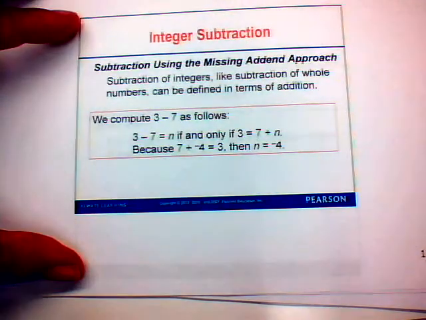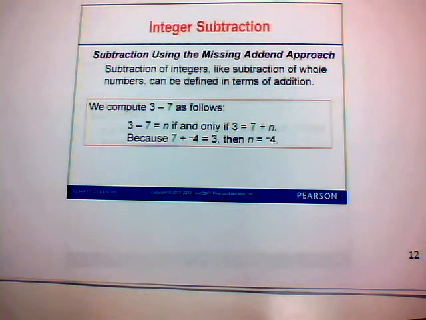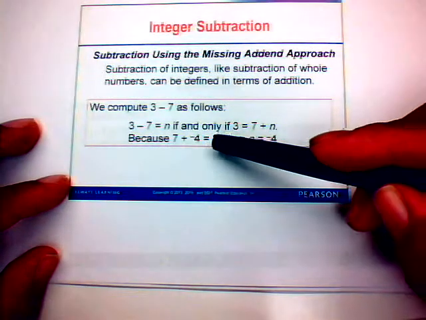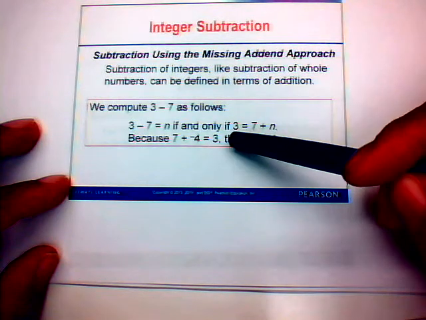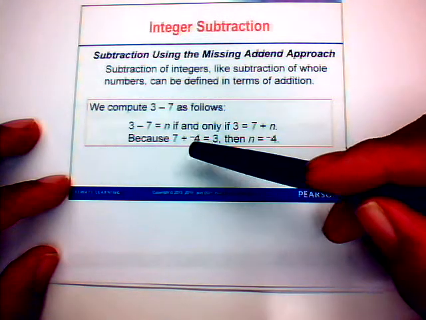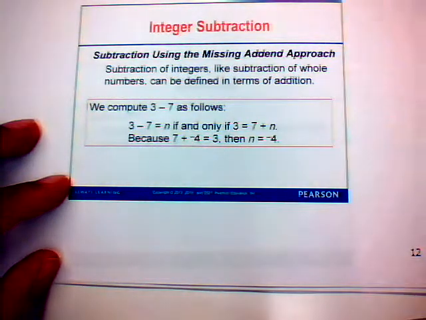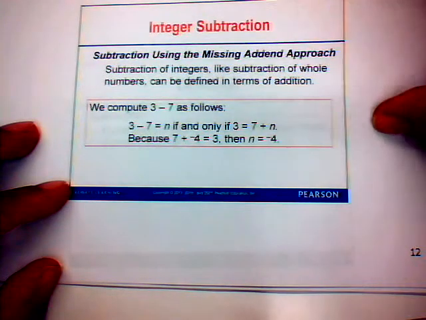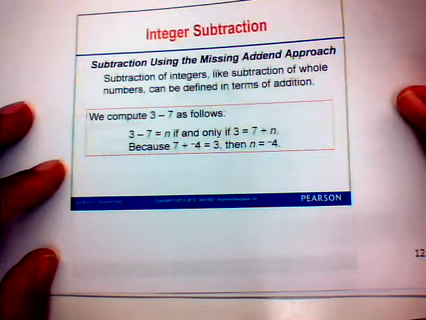We can subtract using the missing addend approach. Subtraction of integers, like subtraction of whole numbers, can be defined in terms of addition. Like in this case, we can compute 3 minus 7 as follows. 3 minus 7 will give us some number n if and only if 3 is equal to 7 plus n. In other words, 7 plus some number must give us 3. And the only number that could do that would be negative 4. Because 7 plus negative 4 is equal to 3, we can say that n is equal to negative 4. So 3 minus 7 is equal to negative 4.